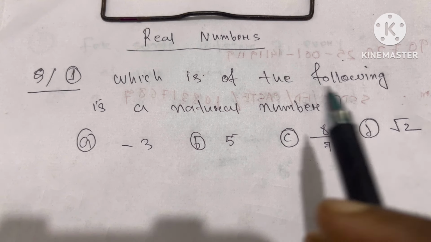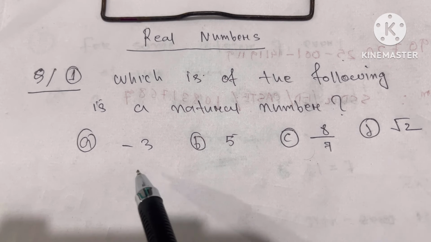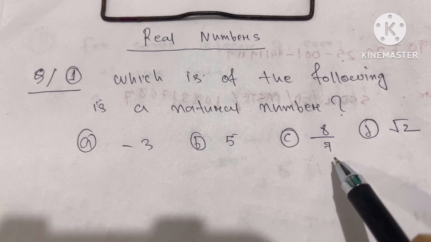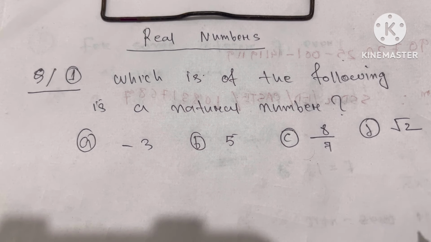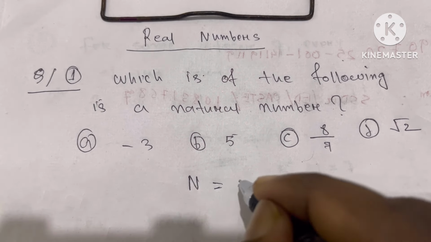So first question is, which of the following is a natural number? Option A is -3, B is 5, C is 8/7, D is √1. So this is very simple. As you know, the natural numbers are starting from 1, 2, 3, 4, and so on.